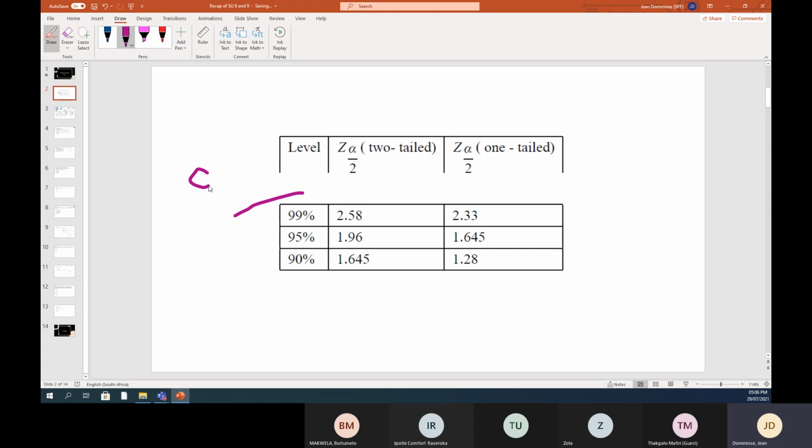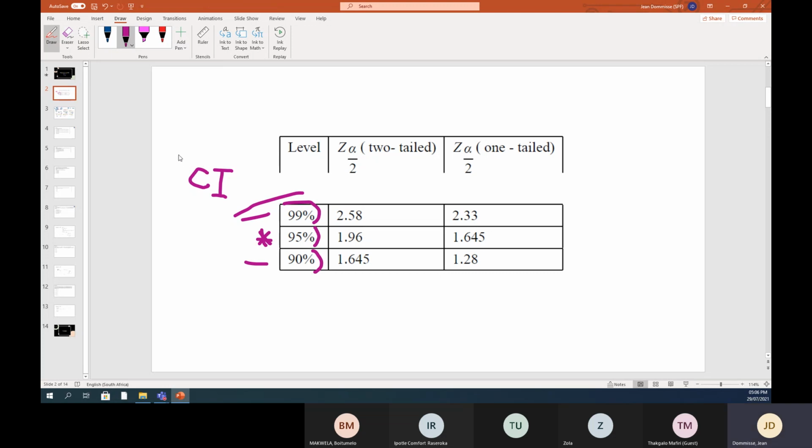Okay, so when we look at the confidence intervals, there are only 3 confidence intervals that we will work with in stats. So we will work with 99%, 95, and 90. Most of the time we work with 95, but it can be that they include the other ones.